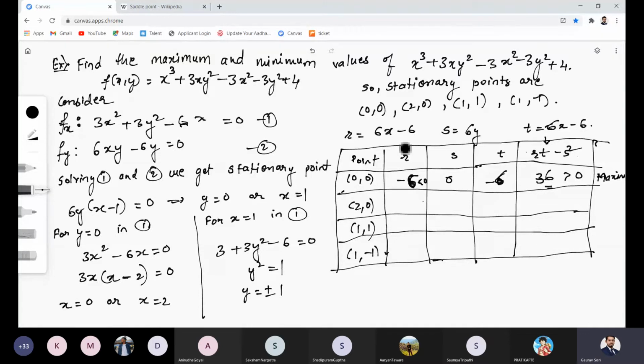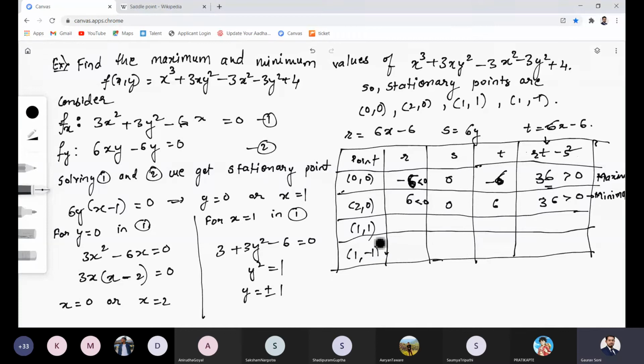At (2, 0), the value of R will be 6. S is 0, the value of T is 6. RT minus S square is 36, again greater than 0. Then we look at R. R is less than 0. Conclusion, minima.